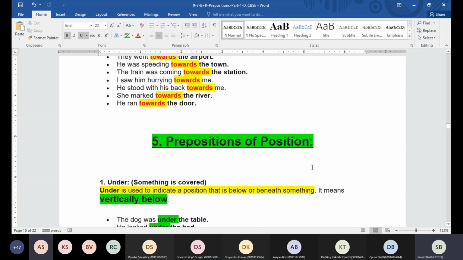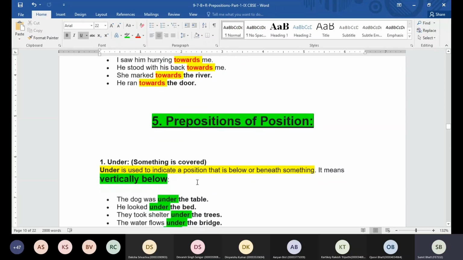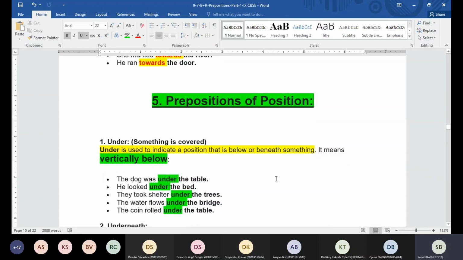When you say something is covered, maybe completely or partially, but it is covered, in that case we use the word under. Under is used to indicate a position that is below or beneath something. It means vertically below. Suppose there is a tree and you are standing under the tree. On top there is the tree and at the bottom you are standing. When I say the dog was under the table, on top there was a table, at the bottom there was a dog, and the table was covering the dog. When something is covered, guys, then only we use the word under.